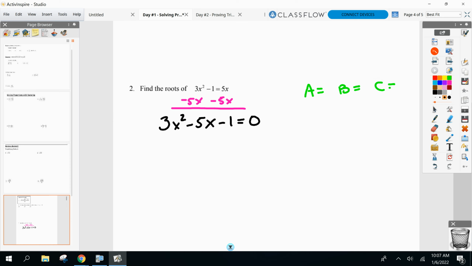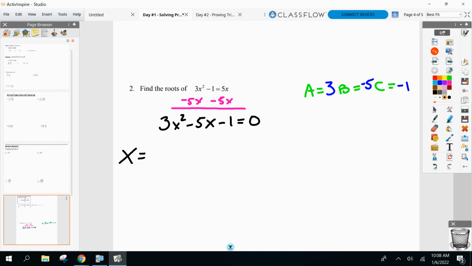Are we able to identify those values up here? What is my a value? 3. My b value. Okay, this is why I need you to write it in order, because if you did it, I'm going to assume most of you would have thought it was -1 because it just came second. Write it in the correct order. Now, what's my c value? -1. So we decide quadratic formula.